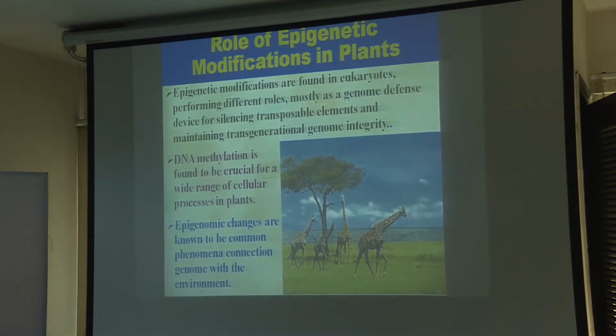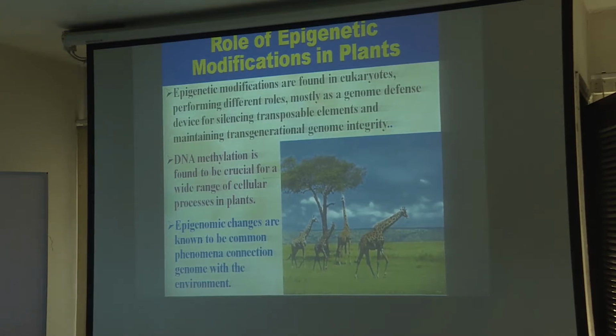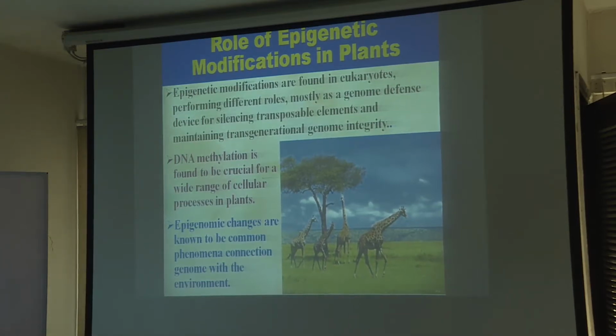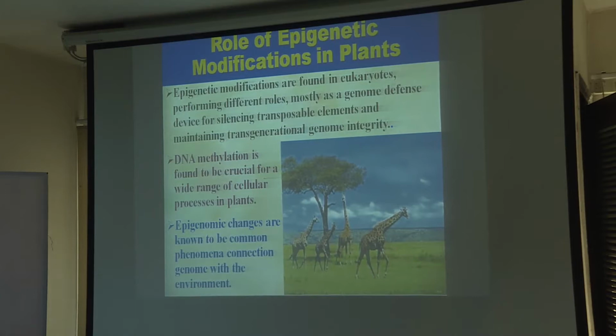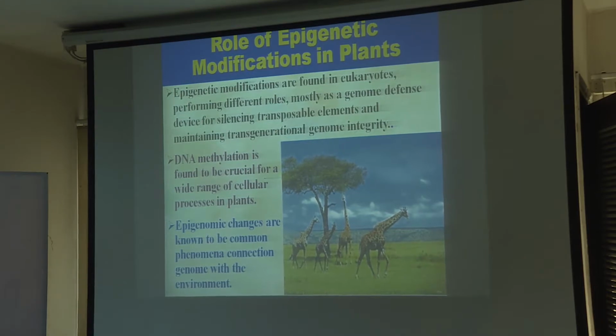And the third situation may be that after C there is not G, and then the third position is also not G. So, C, H and again H, where anything except G is denoted as H. That is the CHH context. So, you have to find out what the context of methylation is.